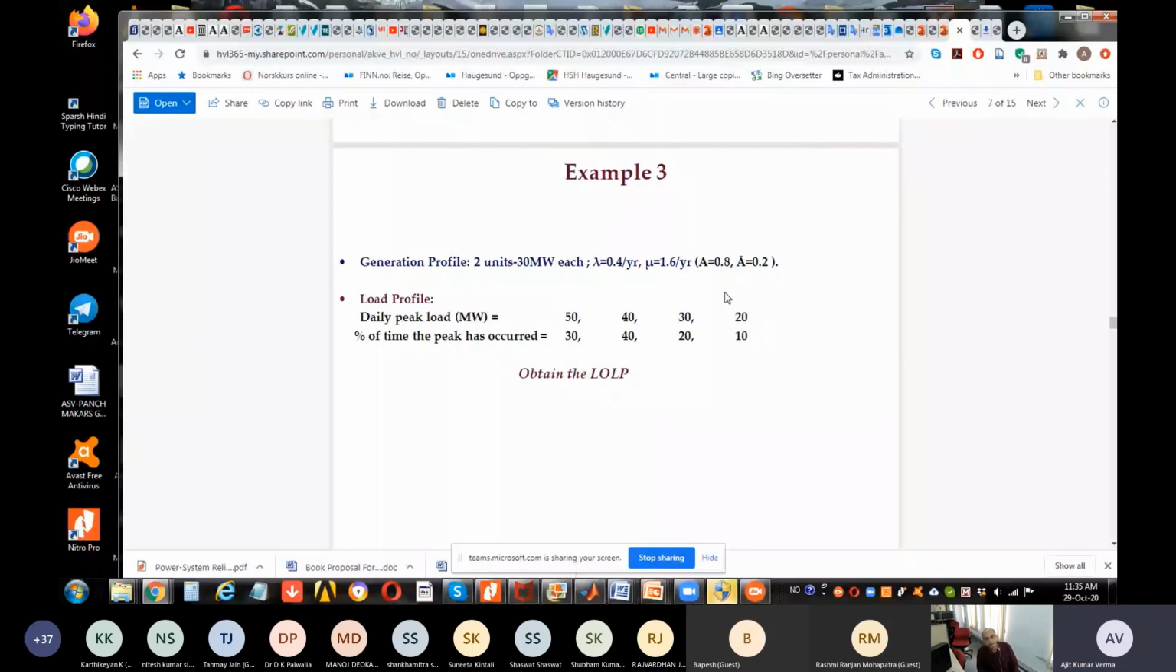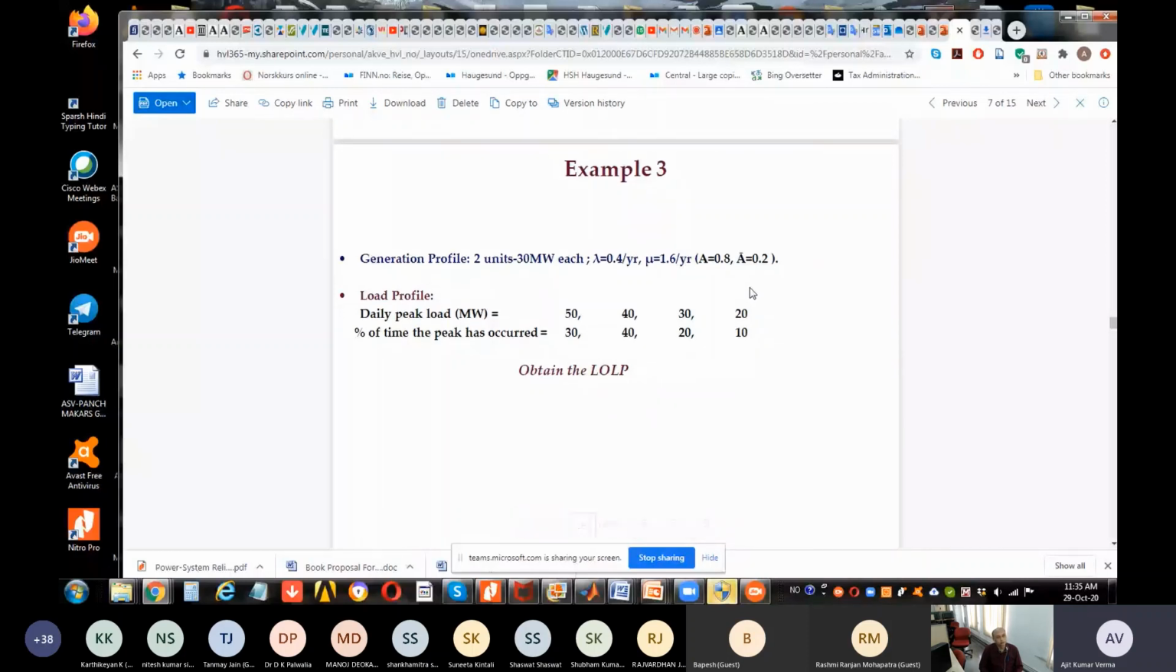So I hope all of you are there. We are going to begin with the examples that we had started. Yesterday I had taken a few examples on LOLP and LOLE. We'll take a few more examples, and keeping in mind the time constraint that we have, we'll try to move fast.